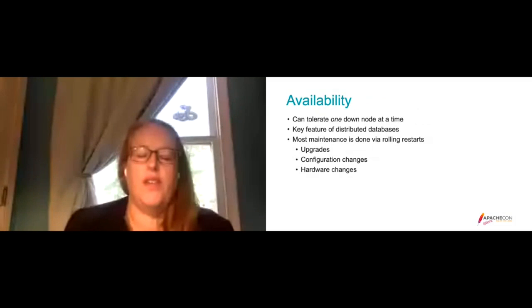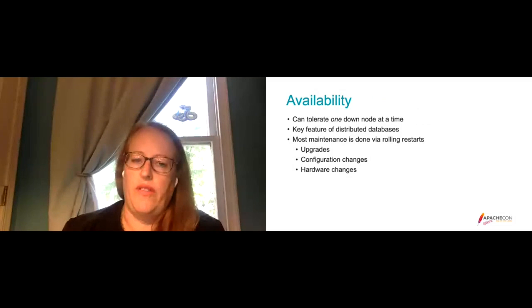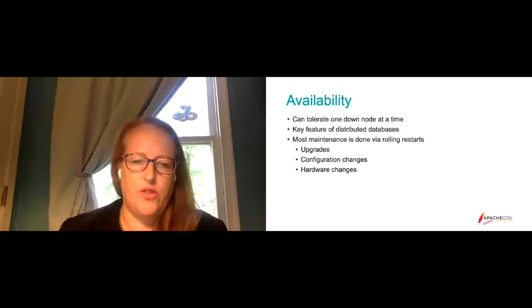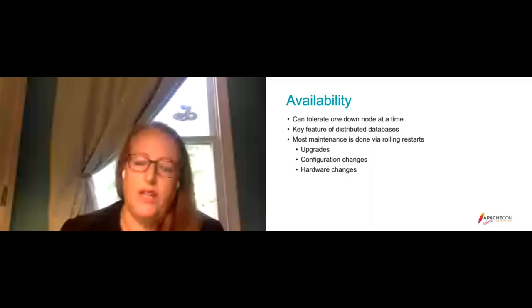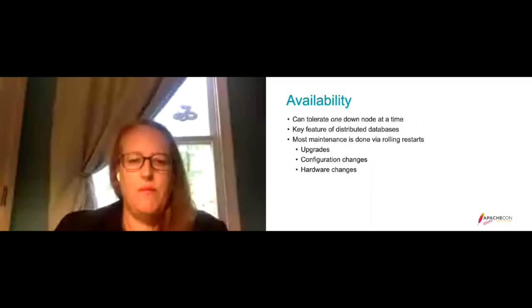And thinking back to the diagram of Cassandra, Cassandra can tolerate one node being down at a time, but usually not more than that. So this will have implications for cstar, as we'll see in a second, but this is something you definitely want to monitor, just as an aside. This is a key feature of distributed databases. To deal with maintenance, what we usually do is rolling restarts. And this can be done for upgrades, configuration changes, or just any hardware changes.